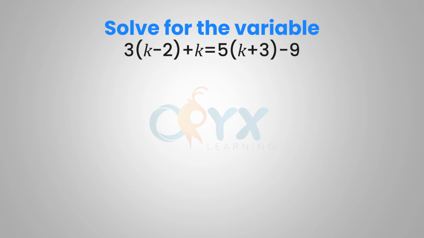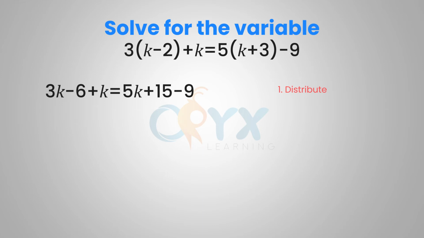3 times k is 3k. 3 times negative 2 is negative 6. So we have 3k minus 6 plus k on the left. 5 times k is 5k, and 5 times 3 is 15. So our right side is 5k plus 15 minus 9.